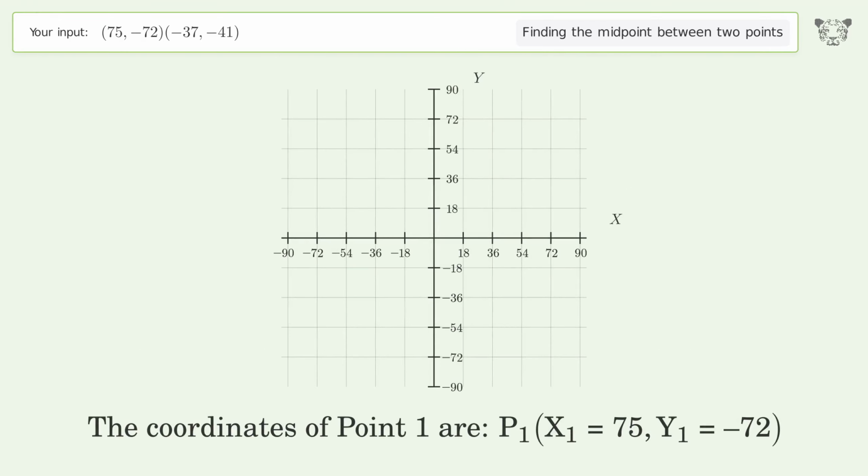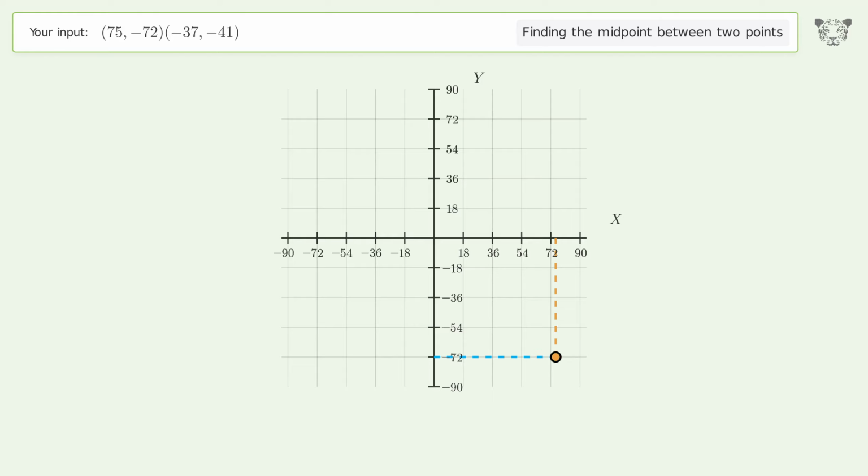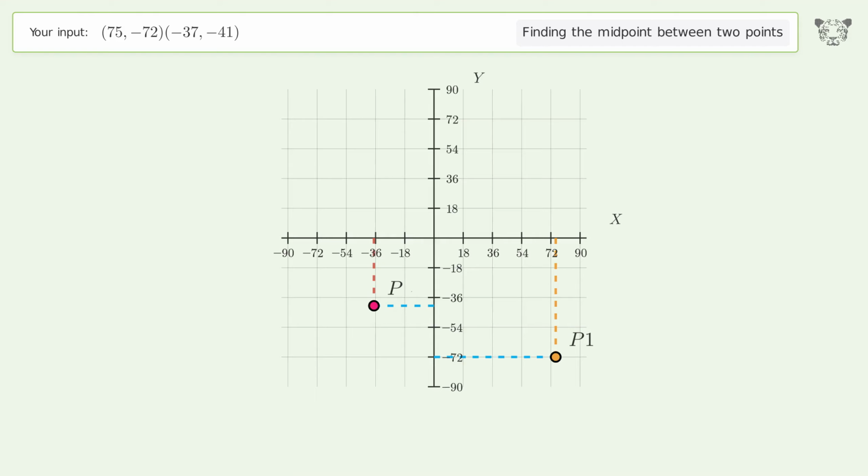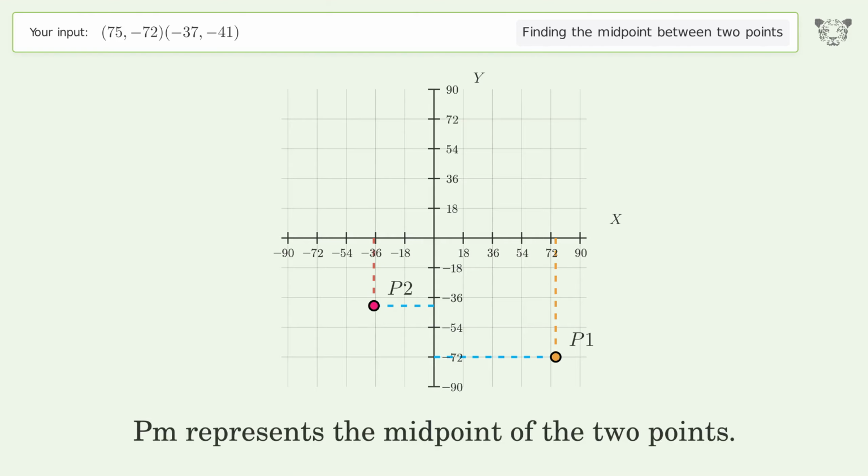The coordinates of point 1 are x1 equals 75, y1 equals negative 72. The coordinates of point 2 are x2 equals negative 37, y2 equals negative 41. PM represents the midpoint of the 2 points.